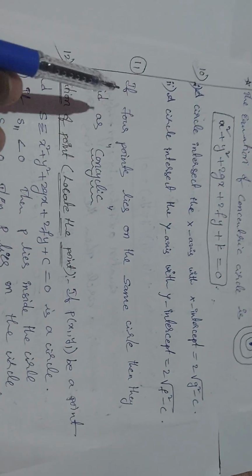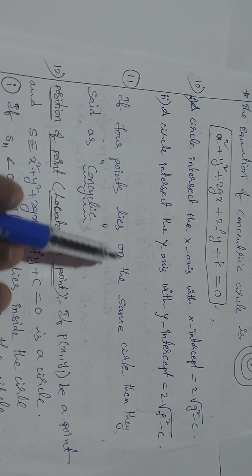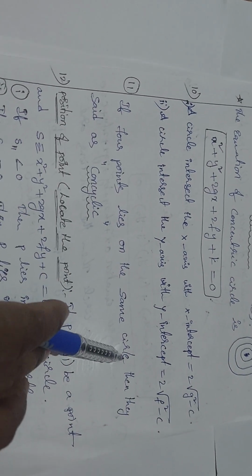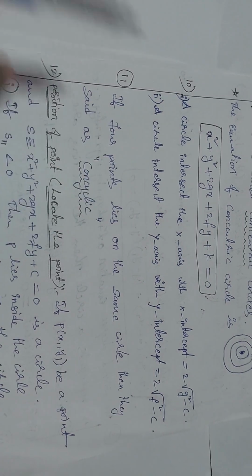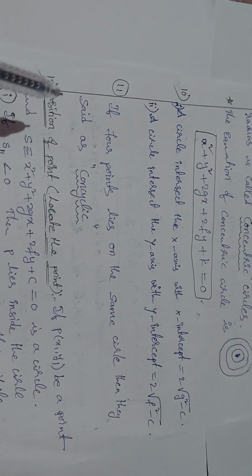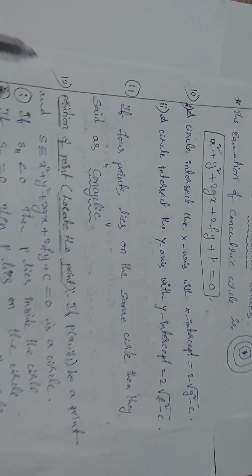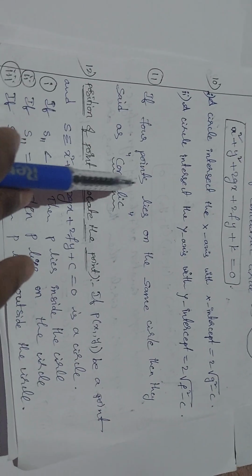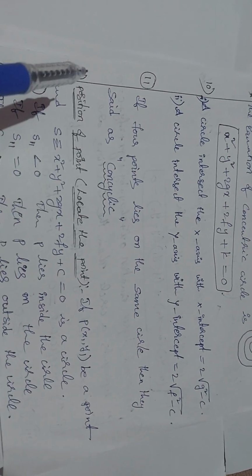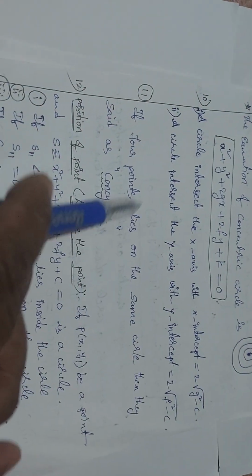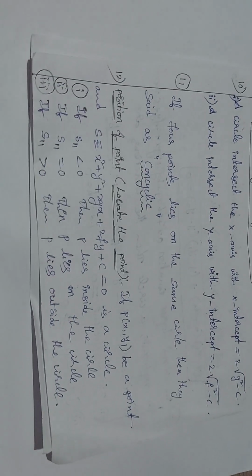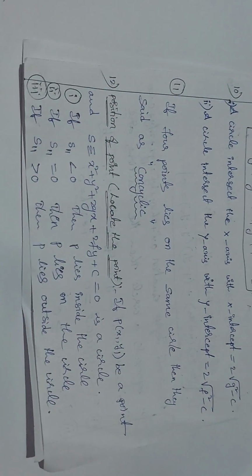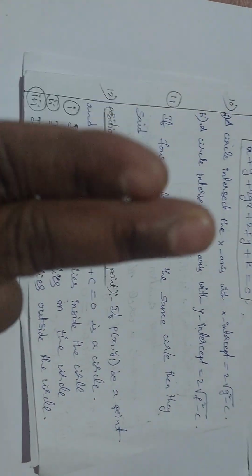Later we'll discuss. If four points lie on the same circle, then they are said to be concyclic. Concyclic is an LAQ. We have to use three points, and lastly the fourth point should satisfy the circle. Then it is concyclic. Next, position of the point, otherwise locating the point. Unexpectedly, they will ask it for 2 marks.